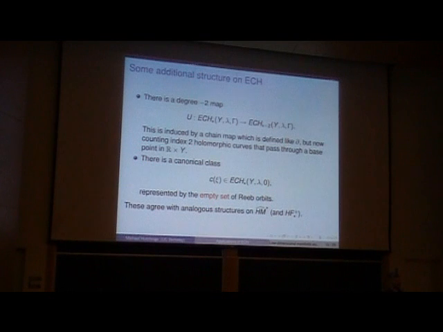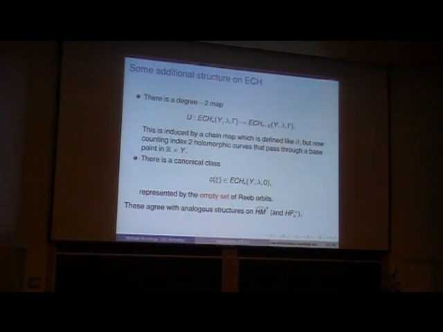But before I get to that, I need to mention some additional structure on ECH. So first of all, there's a U map. This is a degree -2 map. And it's defined very similarly to the differential. So the differential counts index 1 curves in R cross Y modulo translation. To define U, you look at index 2 curves in R cross Y. And instead of modding out by translation, you require them to go through a base point. And that's a codimension 2 condition, so you again get a finite count. And that finite count is a chain map, and so it induces a degree -2 map on the homology, and that's this U.